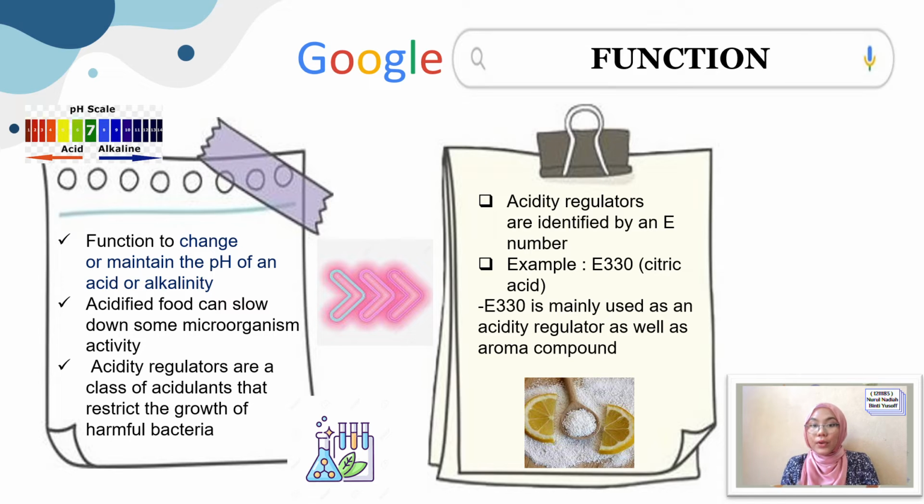Additionally, it improves marmalade gel consistency and reduces enzymatic browning in fruits and food products. In a nutshell, acidity regulators are a class of acidulants that restrict the growth of harmful bacteria while modulating acidity to maintain food safety and flavor.